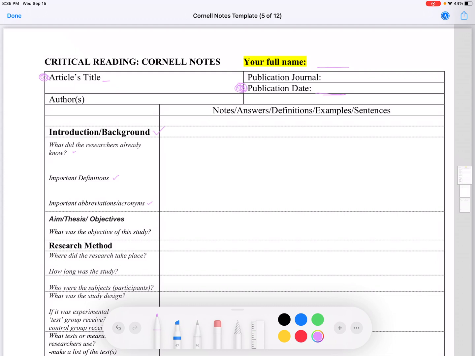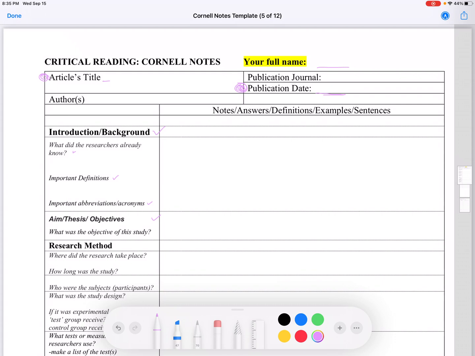Also in the introduction, the authors will tell you what their objective was. So why did they do the study that you're reading? They had a reason. Find the purpose. They will tell you clearly what they were trying to discover or what they were trying to learn. Write that down. Don't just write down the topic, write down what they were trying to learn.